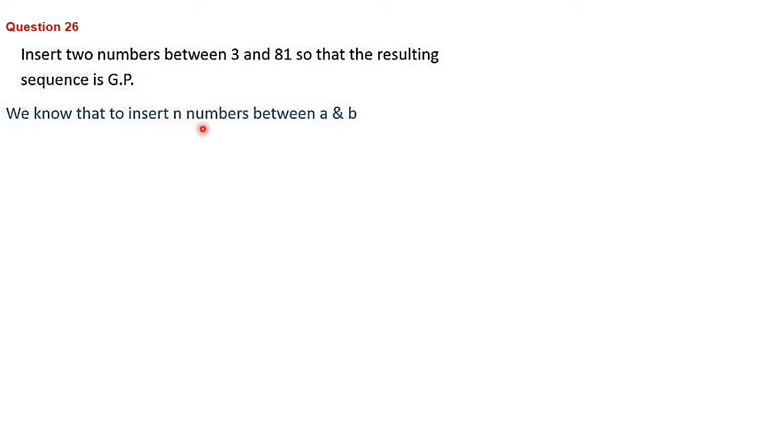We know that to insert n numbers between a and b, the common ratio r is equal to (b by a) the whole power 1 by n plus 1. So please learn this formula by heart.